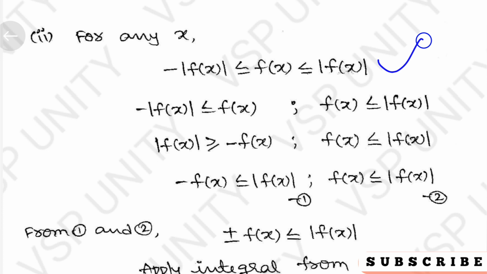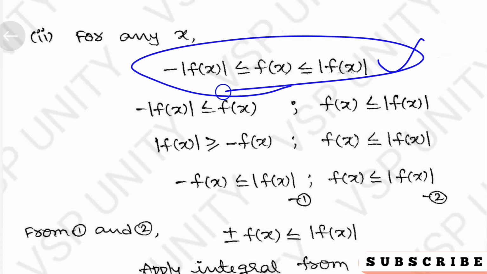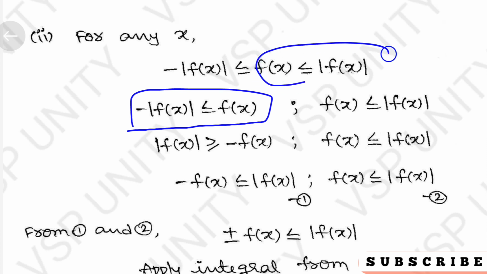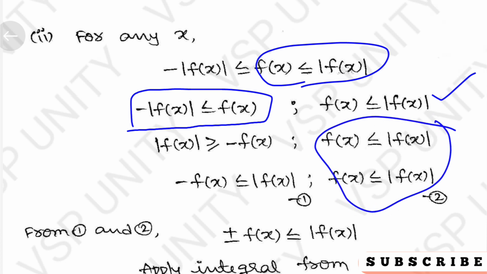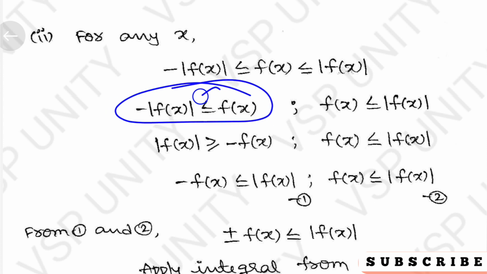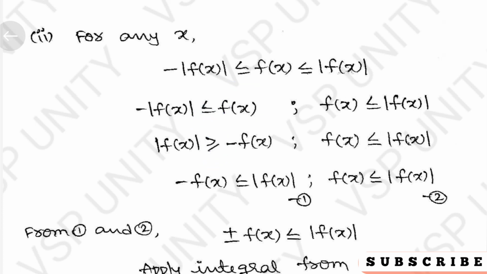Now we have to split this into two inequalities, that is minus mod f of x is less than or equal to f of x, and then f of x is less than or equal to mod f of x. So keep this like this only. Now we have to multiply both sides with minus. If you multiply with minus on both sides, then this symbol will become reversed. How can we see it? For example, 2 is less than or equal to 3.